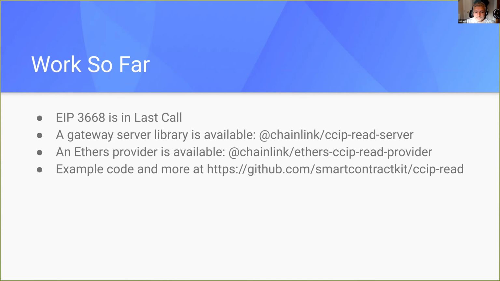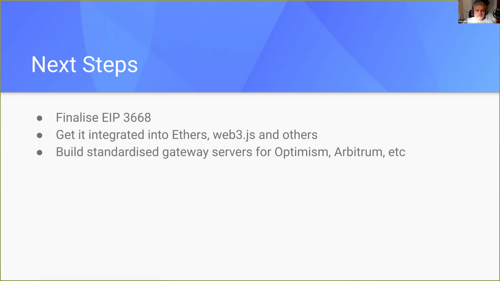And you can find example code as well as the actual frameworks at GitHub smart contract kit /CCIP Read, which we're developing in conjunction with Chainlink. Next steps: actually getting through the last call stage of 3668, getting it integrated into Ethers, Web3.js and others, and building standardized gateway servers for standard L2s.